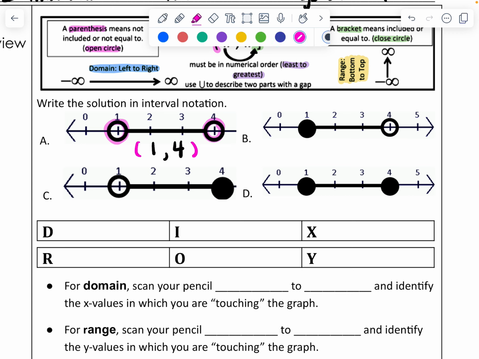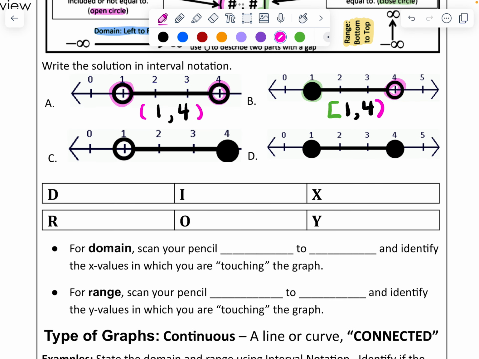B has a closed circle on one side and an open circle on one side. So we'll have a bracket near the 1 and a parentheses near the 4. For C, again, we have the points on 1 and 4, but we will have an open circle on the left, which is a parentheses, and a bracket on the right for the closed circle. And for D, it's again 1 and 4 with brackets on both sides for those closed circles.